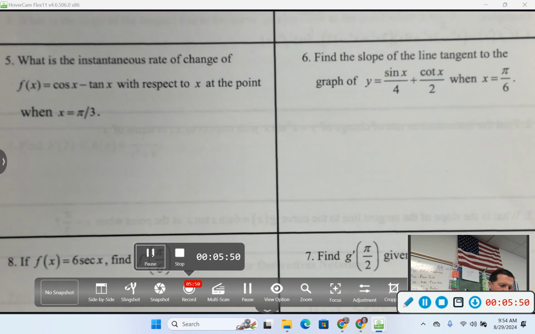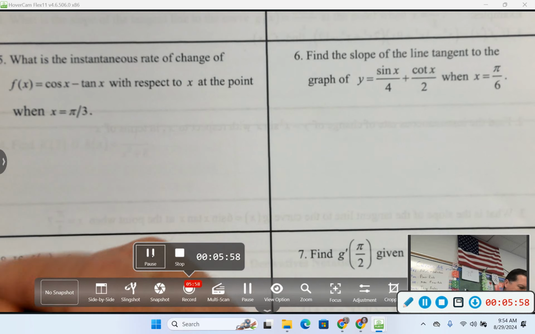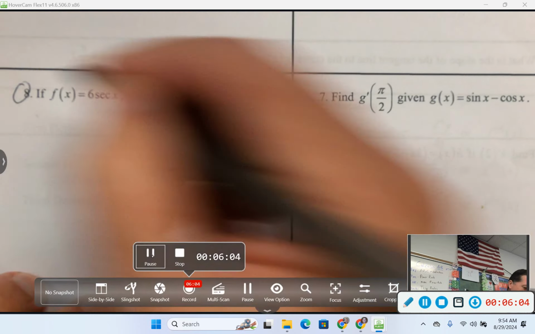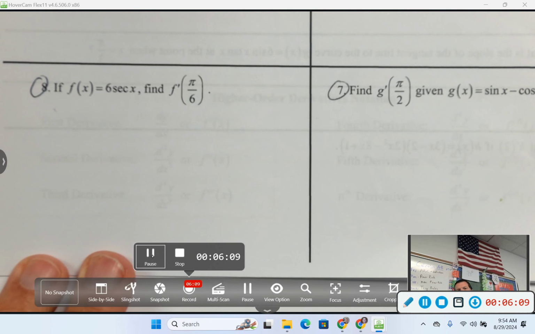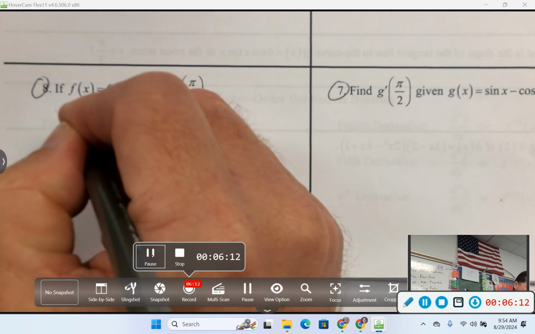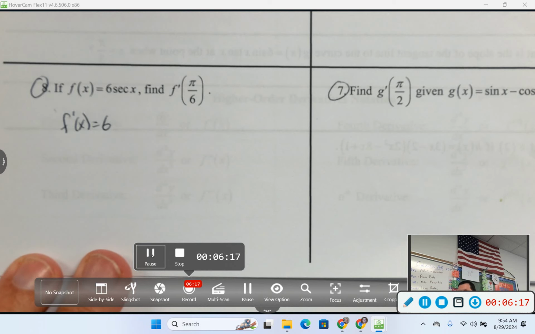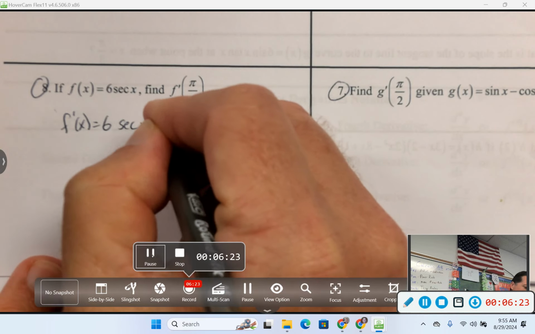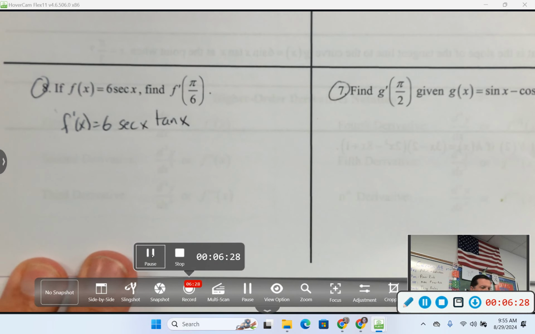Number 5. Do we need to do all of these? I'm going to say no. Let's just jump to 8 and 7. Somehow they go backwards. We'll skip 5 and 6. f of x is 6 secant x, find f prime of pi over 6. f prime of x would be 6 times the derivative of secant. Again, if you don't know it, it's at the top of the page, and for now that's fine if you just look at it and write it down. Again, the process of writing it down will help you remember it. So, derivative of secant, secant tangent.